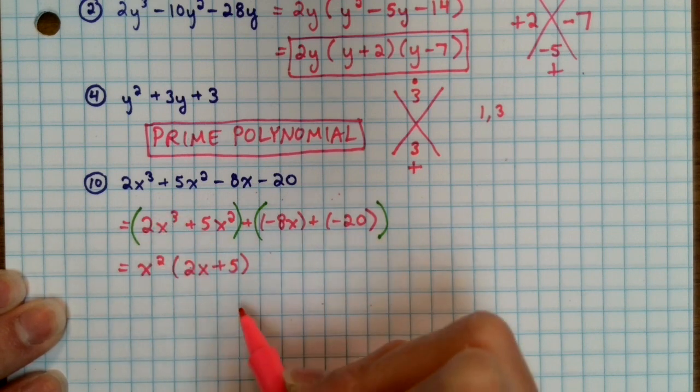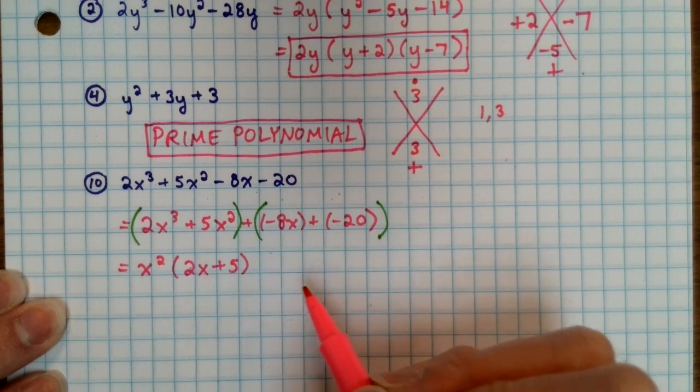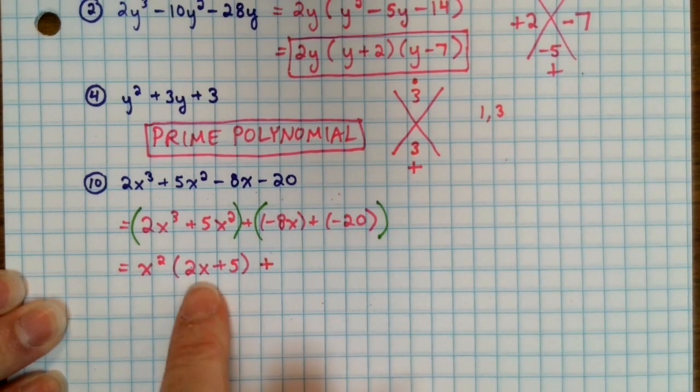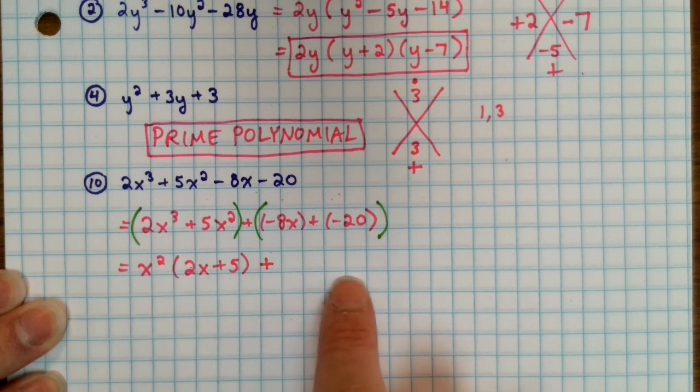Yes. Does x squared times 5 give me this 5x squared? Yes. For this next part, again, your goal with factoring by grouping is that you want this expression here to match this expression over here so that you can factor out that from both of these terms.